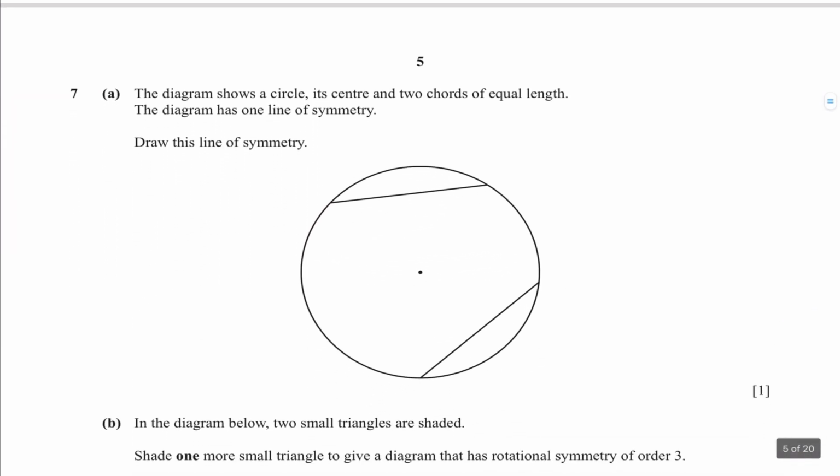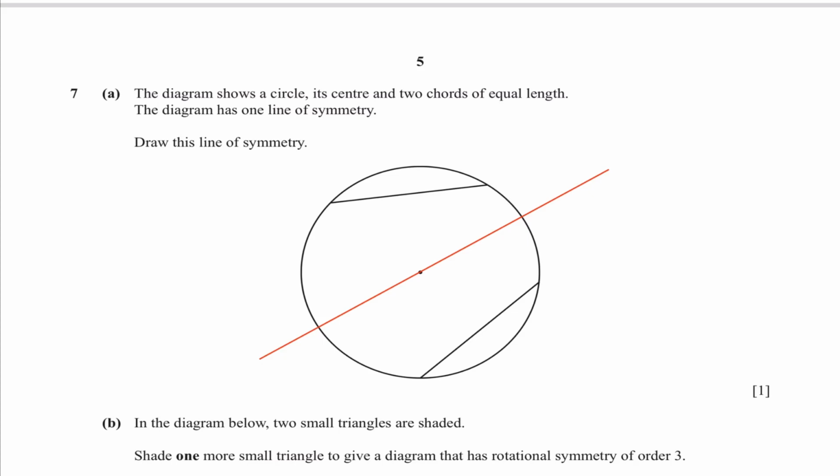Okay, now let's do question number 7, part A. 7 part A is similar to a question that came in the 2018 summer session, and here we have to draw the line of symmetry. And so let's see. If you want the circle to be symmetrical, the line of symmetry has to pass through the center, of course, and it has to pass in such a way that the two chords that are already drawn become symmetrical.